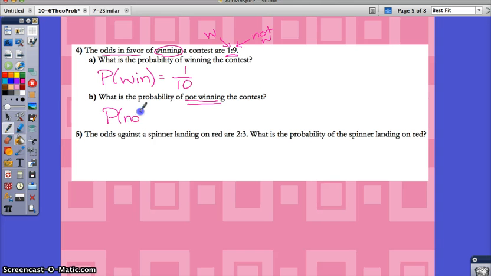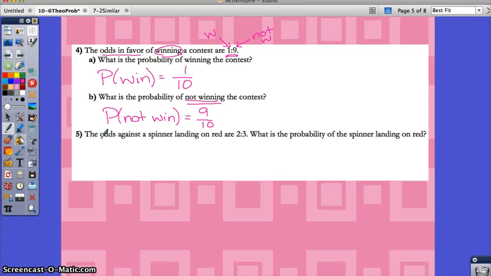Well, the probability of not winning would just be the complement of what you have in A. So it would be the complement of 1/10 is 9/10. Or how many ways can you not win? 9 out of 10. So you can go from A or you can go from the odds. And the last odds problem, the odds against a spinner landing on red are 2 to 3.